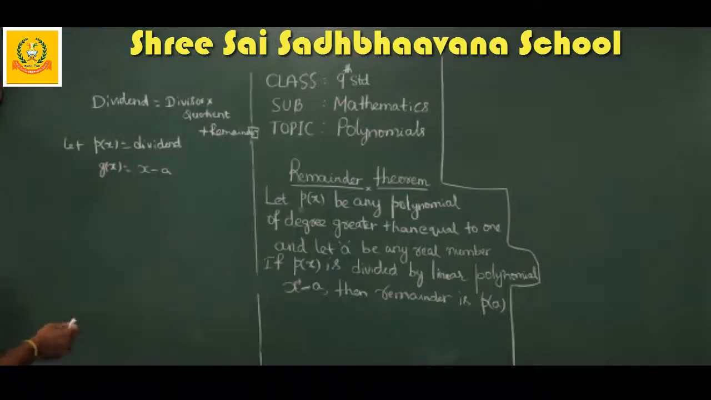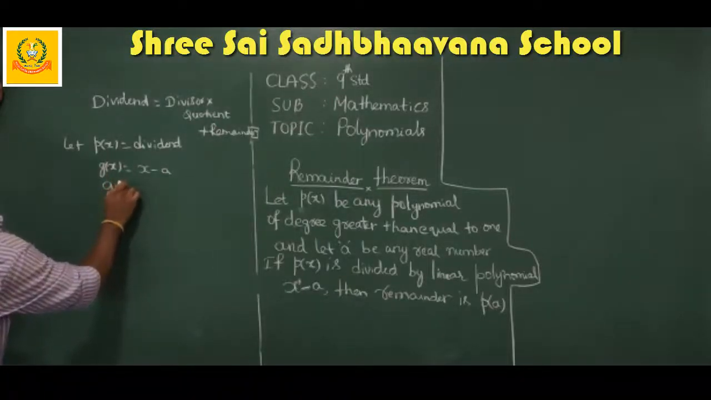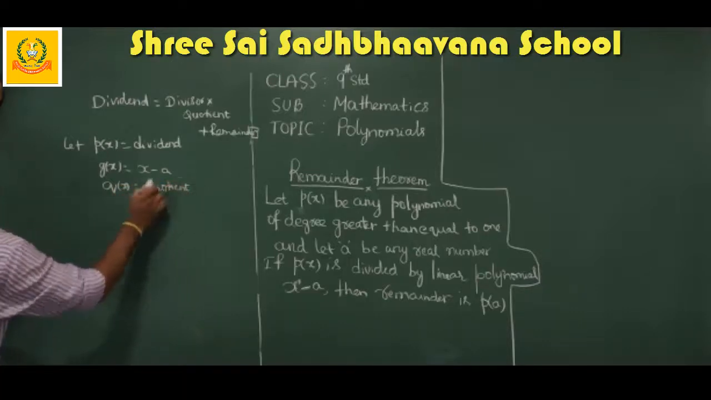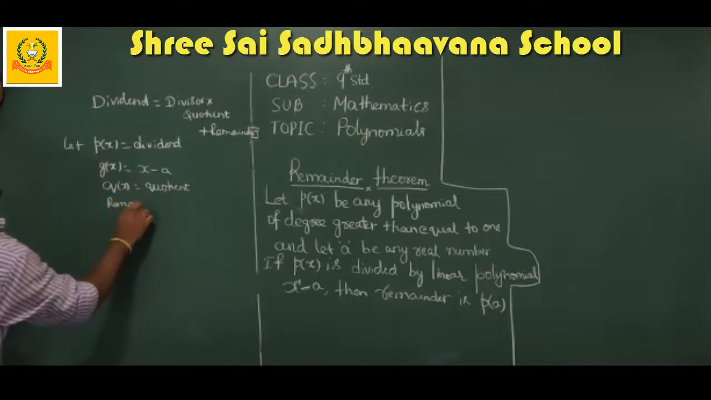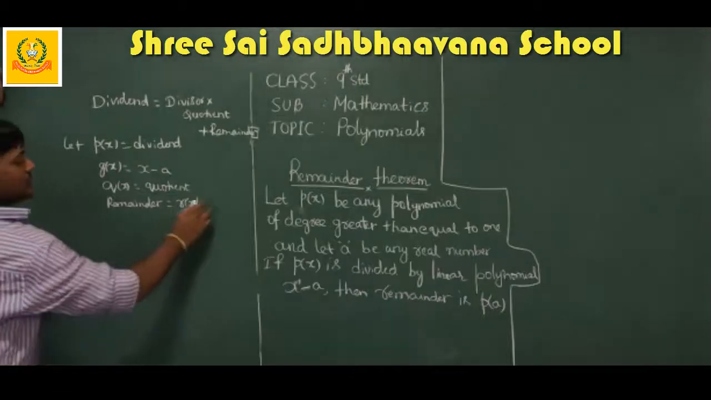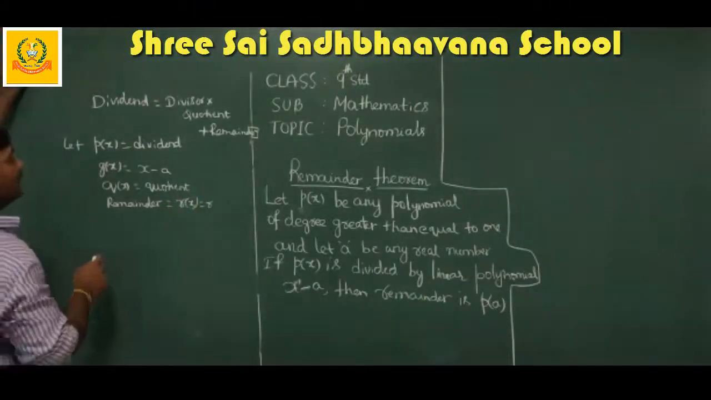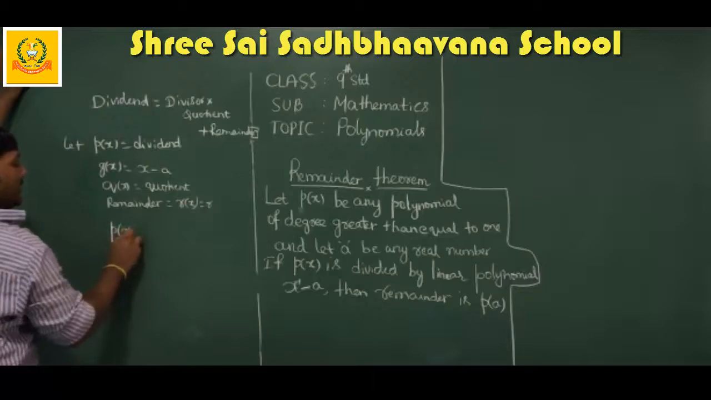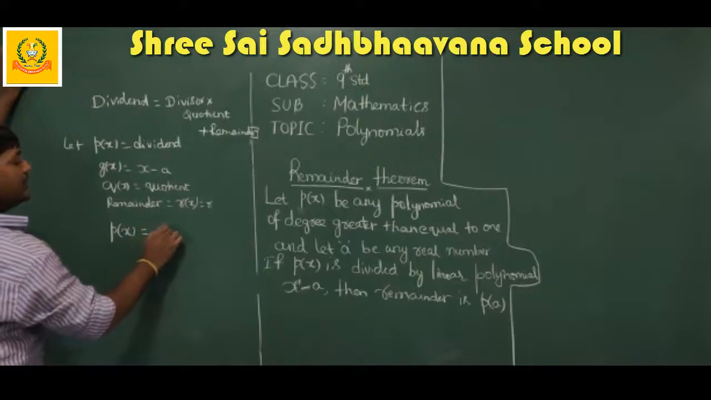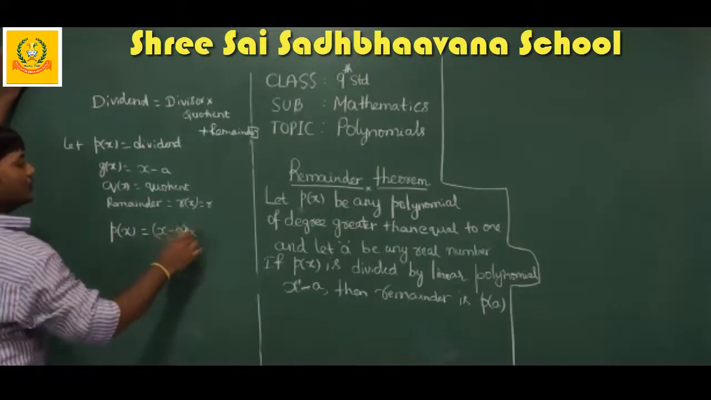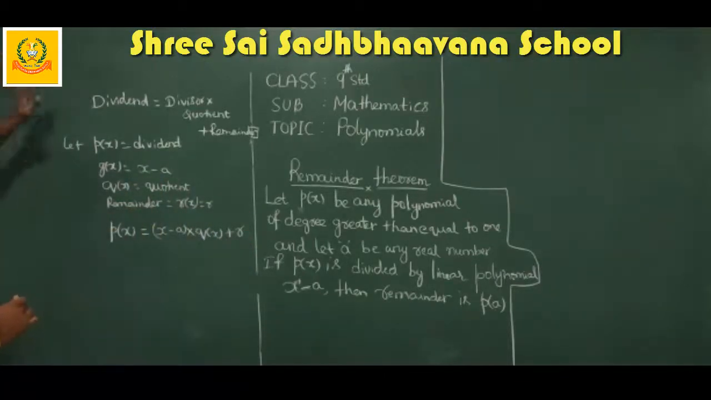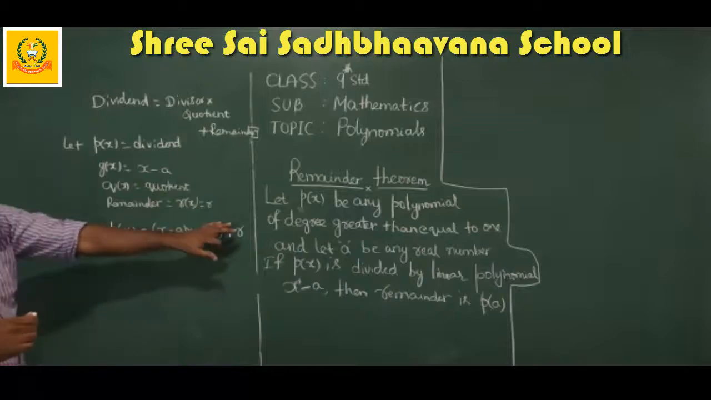So g of x is taken as x minus a, the quotient you take as q of x, and the remainder you take as r of x, or just r. Anything is fine. Now you can write in this formula, in place of the dividend I write P of x, the divisor is x minus a, into the quotient q of x, plus the remainder. What we have to find here is the remainder.